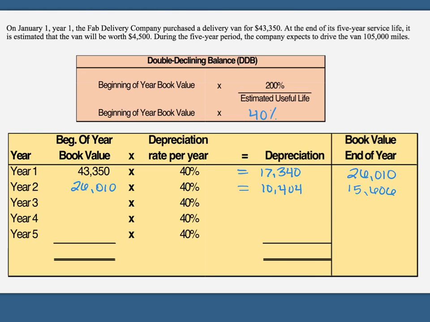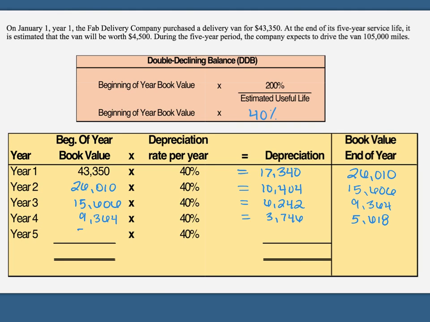And then subtracting that from the beginning balance, you'll get 15,606. That becomes our beginning. And then multiplying that by 40%, you get 6,242, which will then yield an end book value of 9,364. Make that our beginning for year 4 times 40% gives you 3,746, and subtracting that will give you an end book value of 5,618.